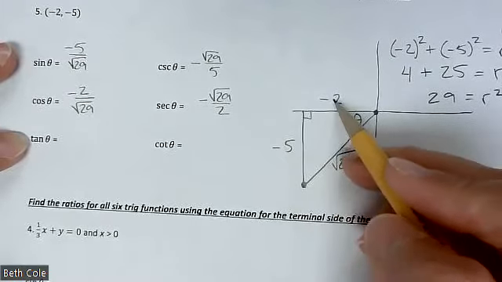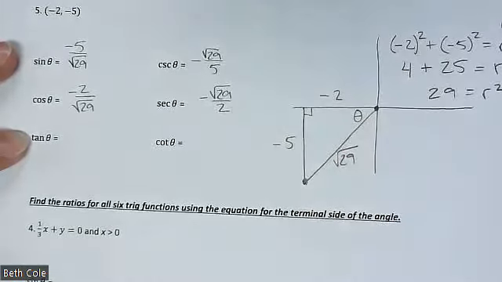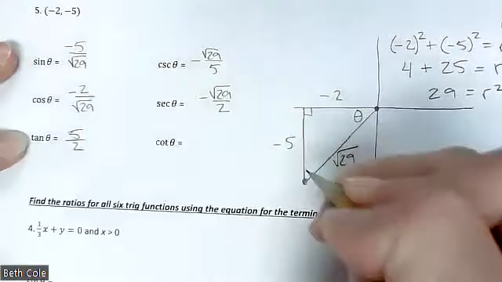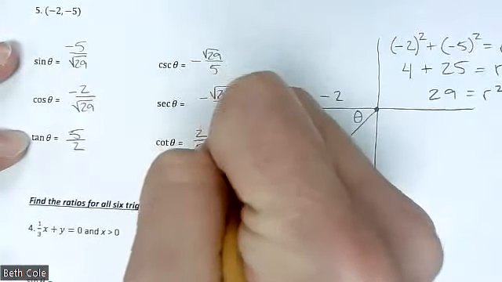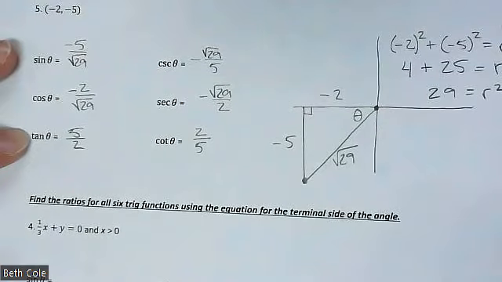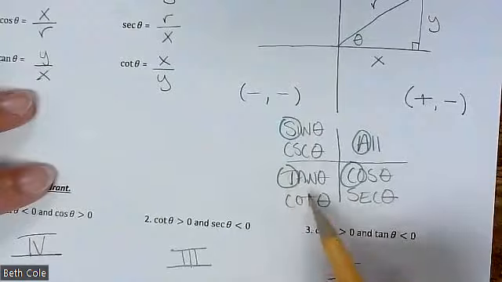Good, it would be -5 over -2, but the negatives cancel. So just 5 over 2, and then cotangent 2 over 5. And that's what I was saying. That's why in quadrant 3, tangent and cotangent are the positive ones, because those negatives cancel out.